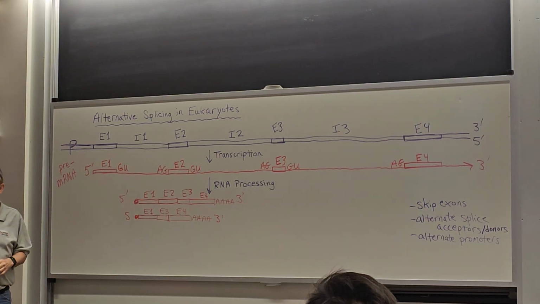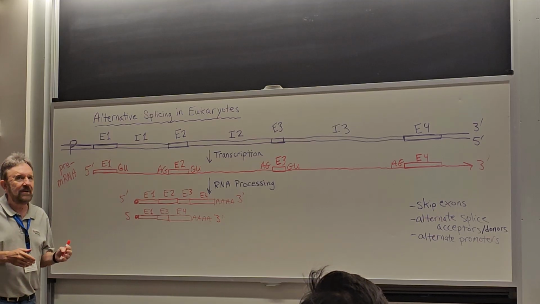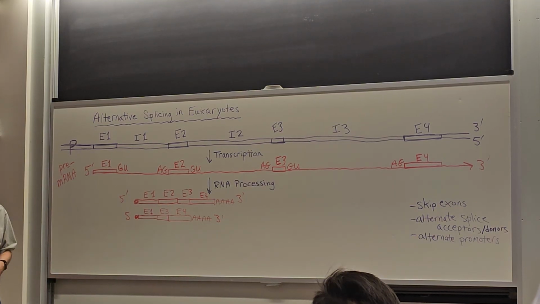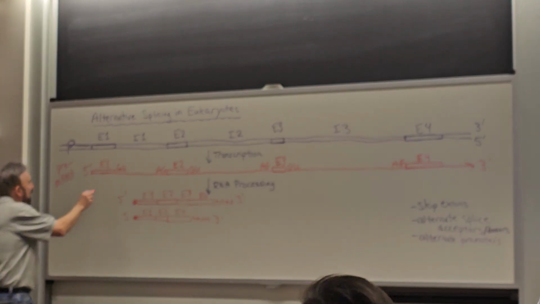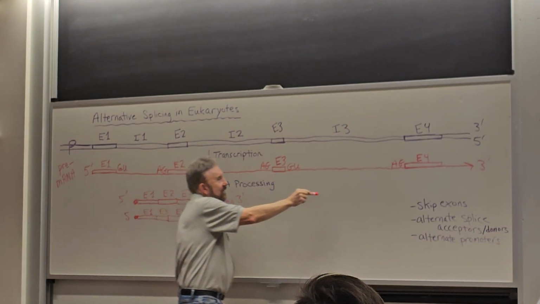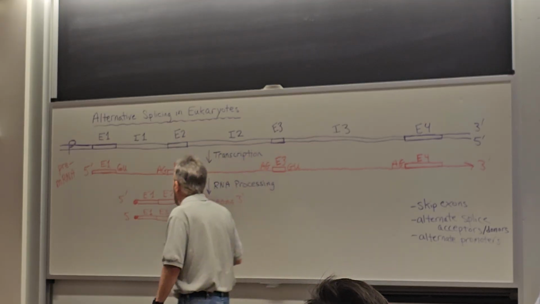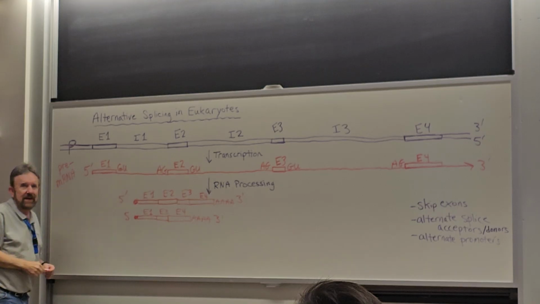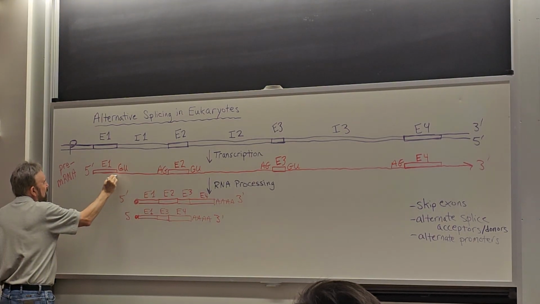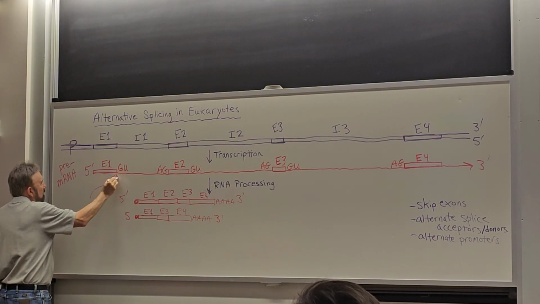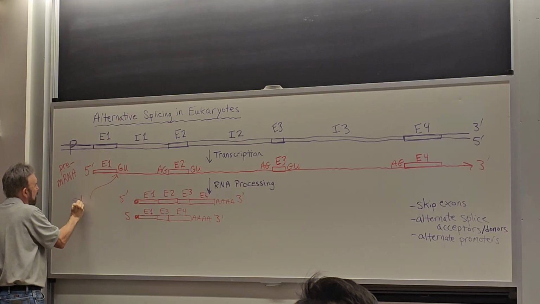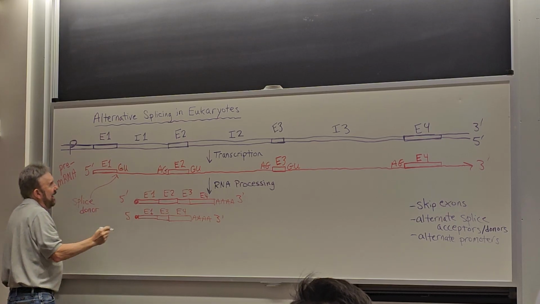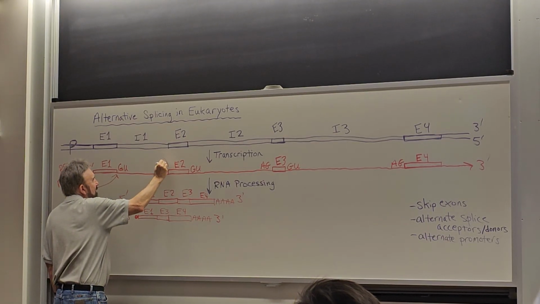Now, one thing about this kind of alternative splicing is that you never change the order of the exons. You can skip exons, but you never change the order. So we might even splice from E1 all the way down to E4. And what's happening is at the junction at the start of every exon, this is referred to as a splice donor. And at the other end is the splice acceptor.